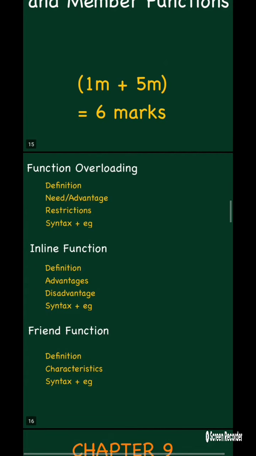So in this chapter you must focus only on three concepts: function overloading, what is an inline function, and what is a friend function. These three are the very important things. Only these three things are there from this chapter. You can surely get 6 marks from this chapter if you have prepared all three important topics.